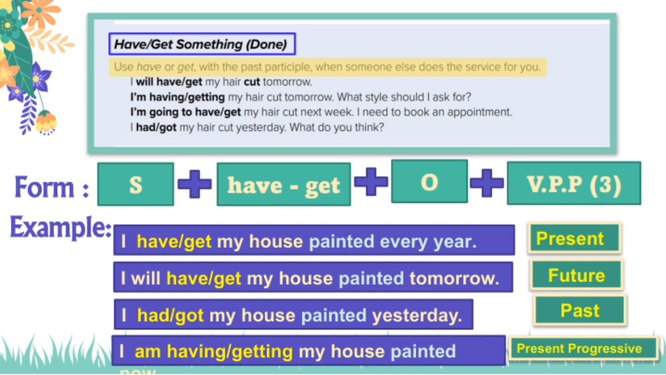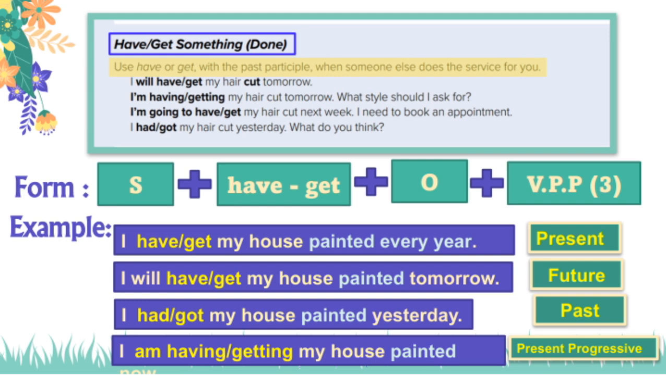Now, let's take a closer look at how the present progressive tense relates to other time frames. On this slide, you can see that we have examples for the past, present, and future. In the present, we often use the structure, I am having, or I am getting my house painted now. This indicates an action happening right at this moment. When we talk about the past, we say, I had or I got my house painted yesterday. This shows that the action was completed in the past. Looking ahead to the future, we say, I will have or I will get my house painted tomorrow. This expresses a planned or scheduled action for the future.